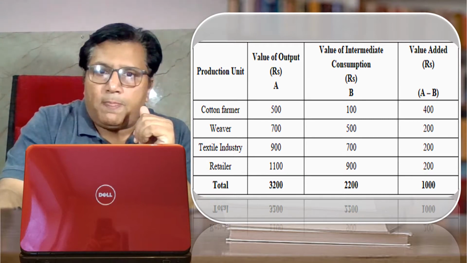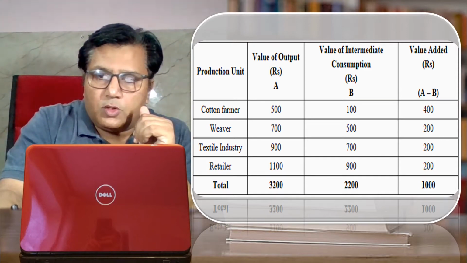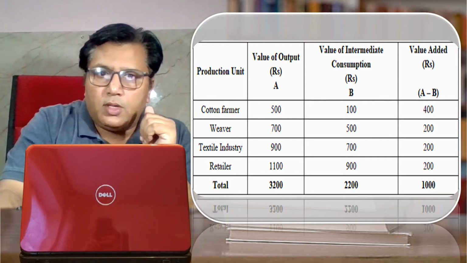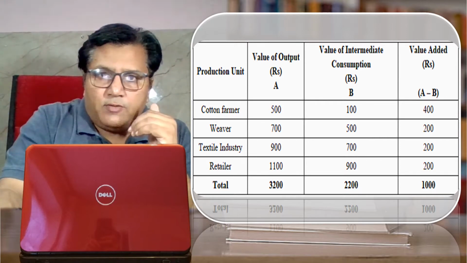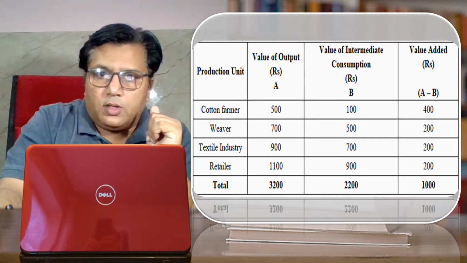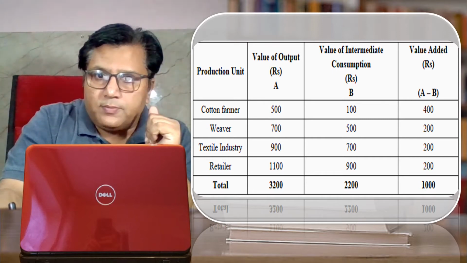Here we have seen the price of the seed is 100 rupees. So by the use of 100 rupees, the cotton farmers added a value of 400 rupees to the seed. Then he sells it to the weaver. The weaver converts the cotton to the cloth and he sells the same thing to the textile industry at 700 rupees. So how much value has he added? He has added a value of 200 rupees.